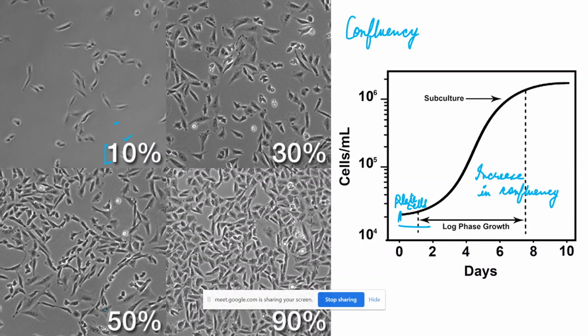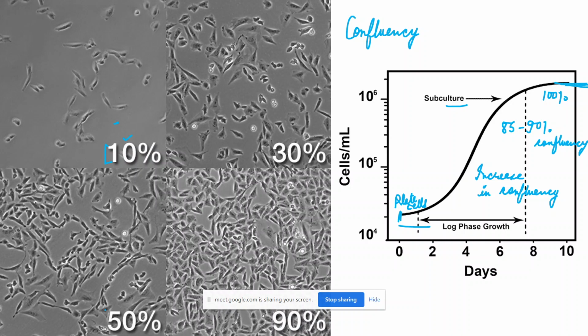Now, once your cells are in this log phase of growth and they are somewhere in this 85 to 90% confluency range, it is always the best way to subculture them, because once your cells reach 100% confluency, then it will start reaching a plateau.